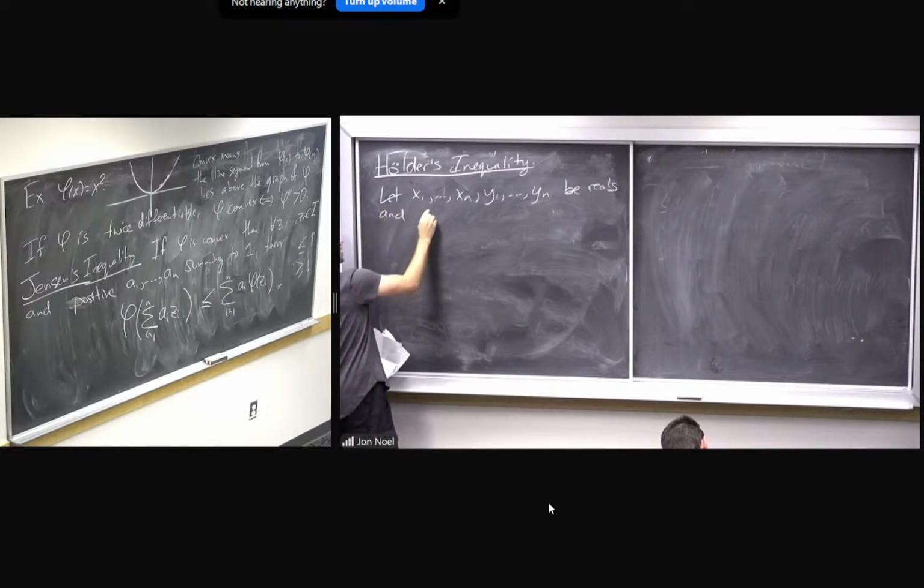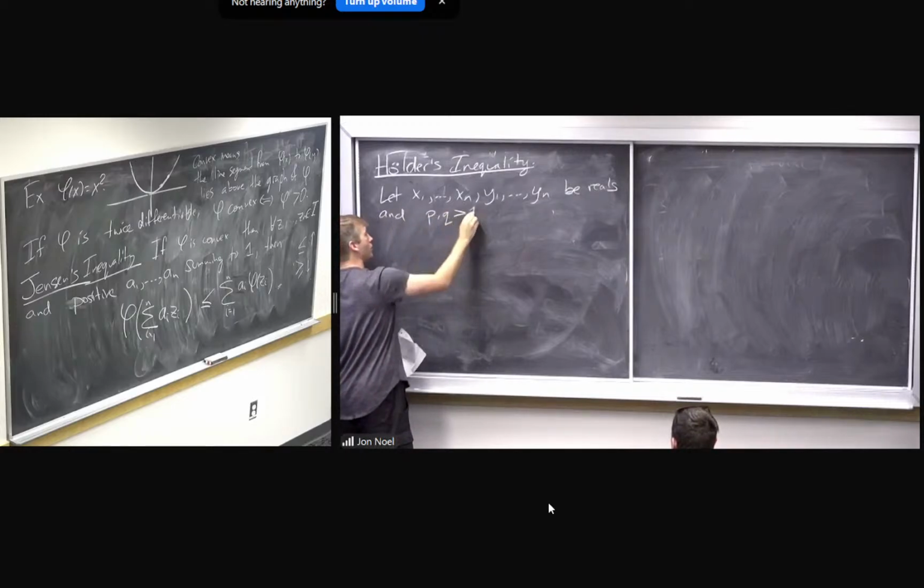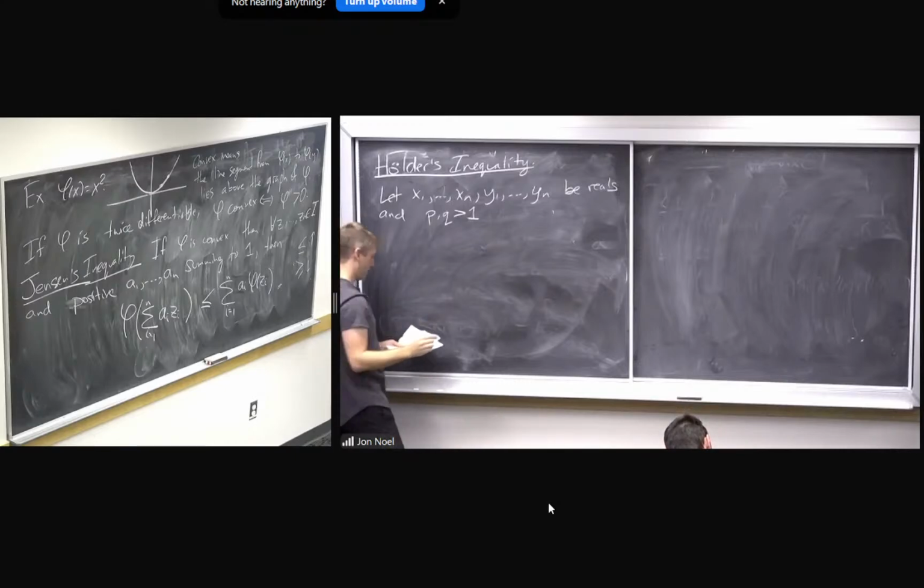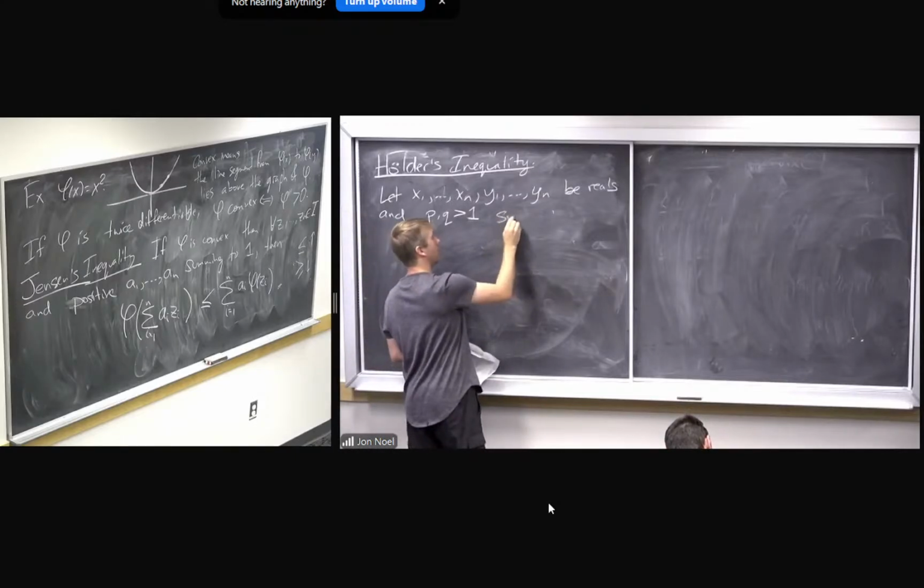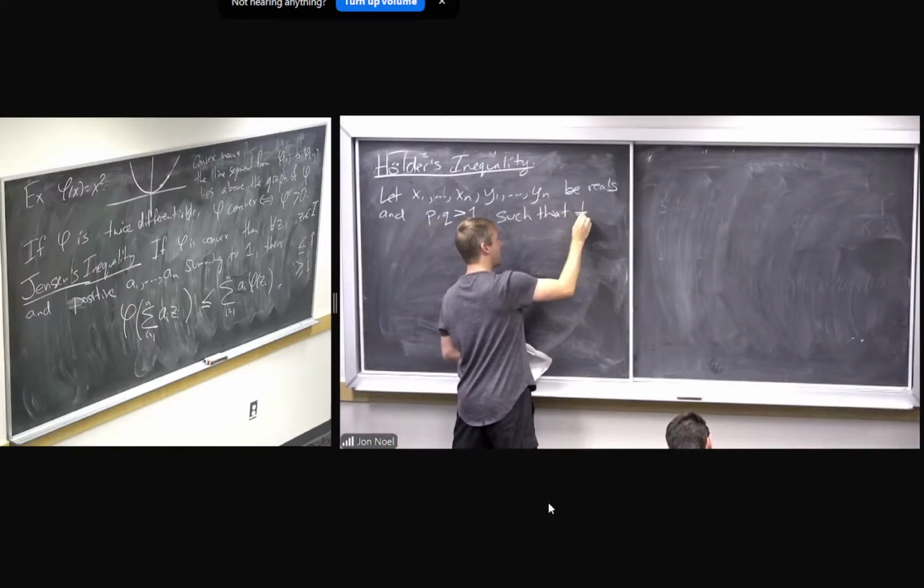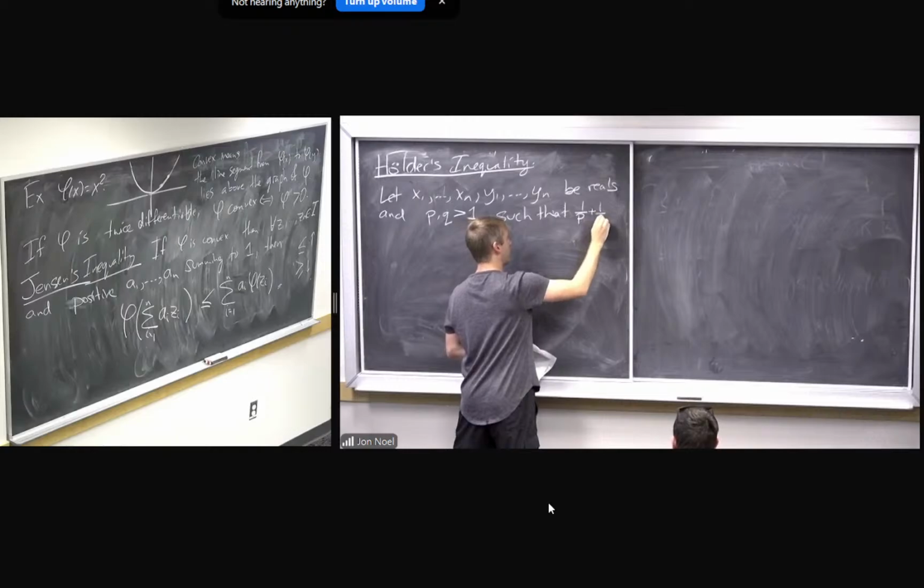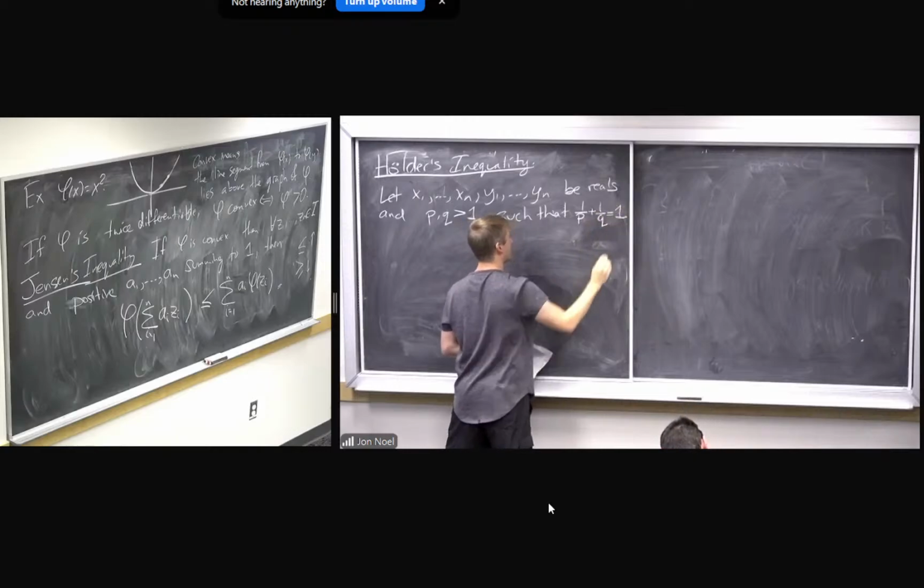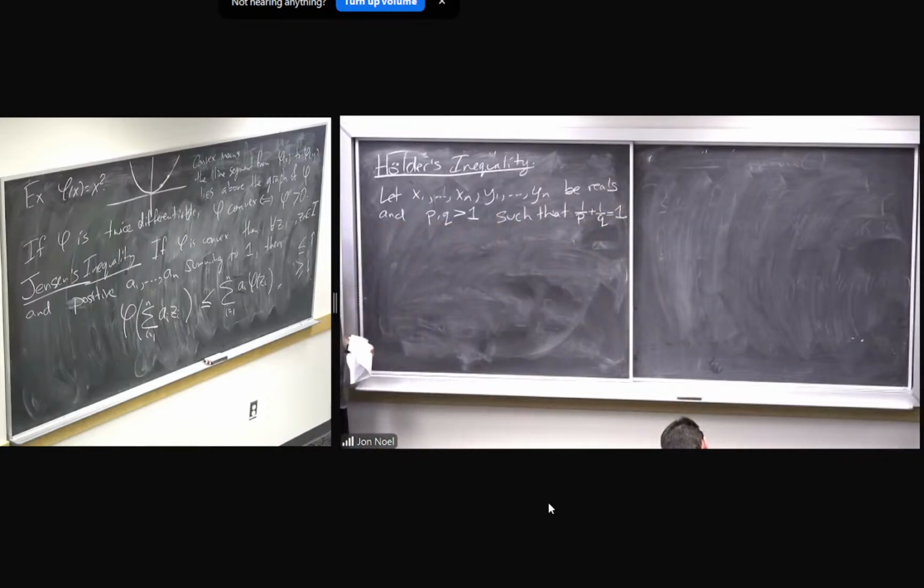And let p and q be bigger than 1, such that this weird condition holds: 1 over p plus 1 over q is 1. So for example, if p is 2 and q is 2, that would be an example, right? Half plus a half is 1. That's one of the more important examples.